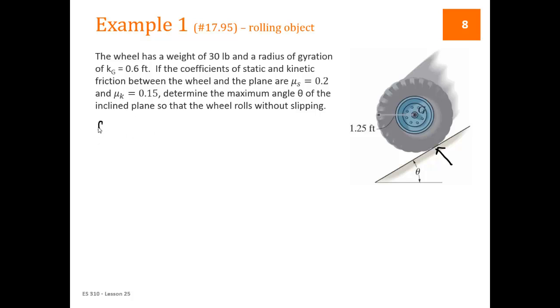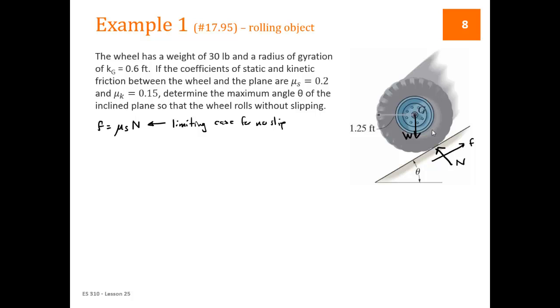So our friction is going to be equal to mu s times N. This is our limiting case for slip. Limiting case for no slip. Okay, so that friction is going to be acting up the plane. So this is friction and this is the normal force. And then we have the weight of the wheel, which acts straight down.